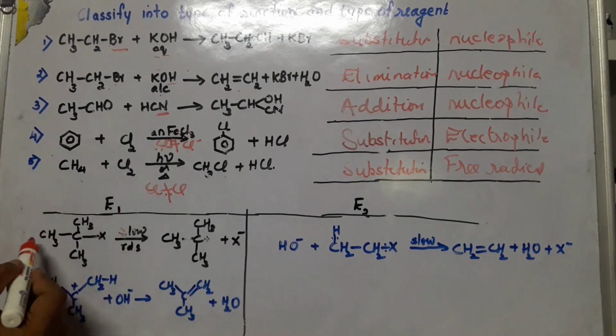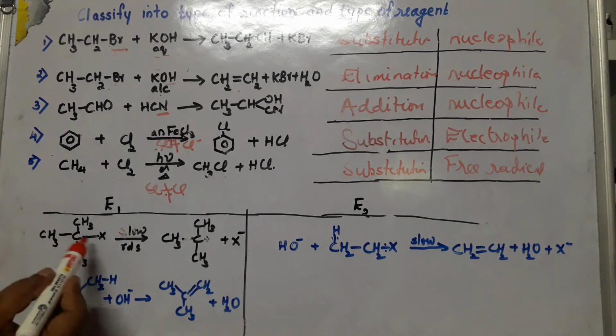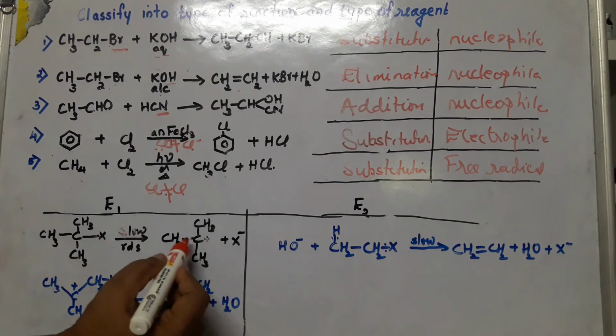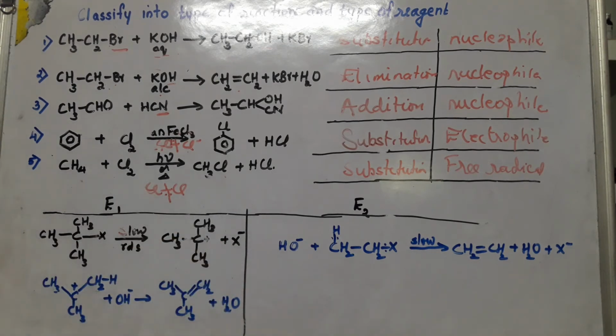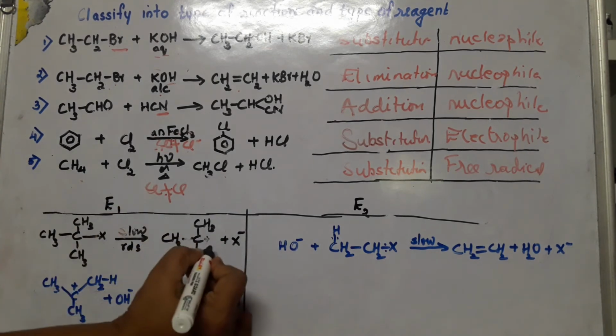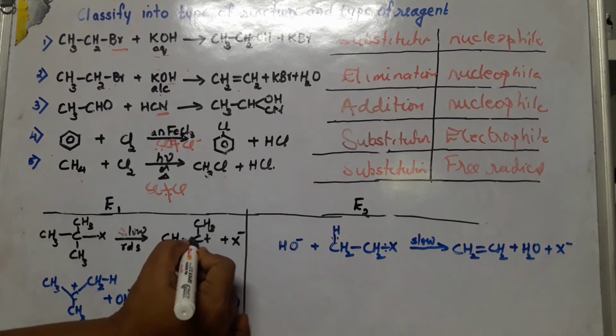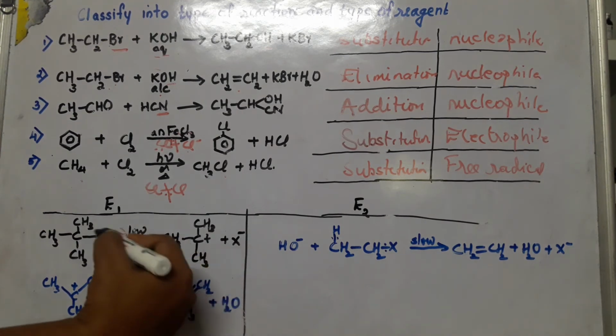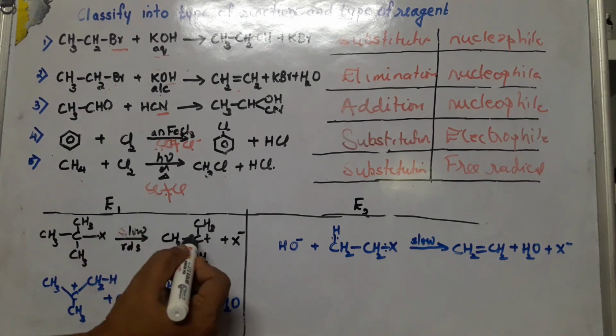Now in the slow step, usually a tertiary alkyl halide undergoes the E1 elimination mechanism. Here it ionizes. In the first step itself it will ionize and form a carbocation. So a positive charge is there on this carbon, and this carbocation formation, or the ionization, is the slow step.